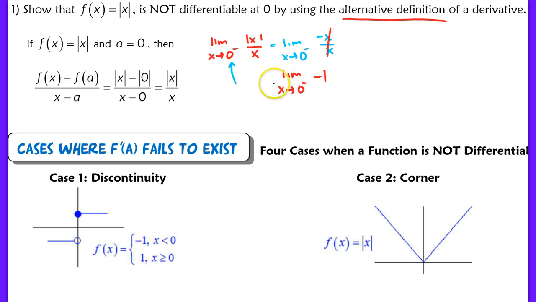Now, this sometimes gets a little confusing for students, but it doesn't matter what value you're approaching: if your function is a constant function, then your limit is just that constant. So the limit as x approaches 0 from the left is going to equal -1.